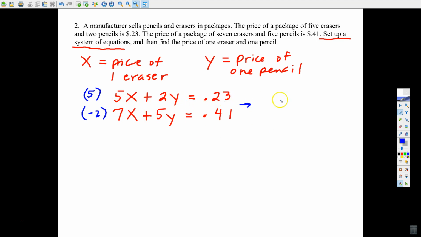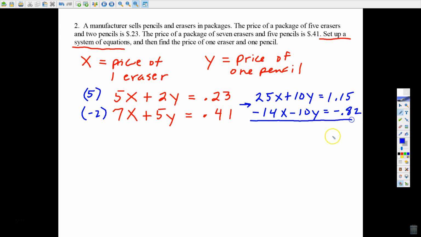And here is the top equation times 5, and 0.23 times 5. Okay. And now the bottom equation by negative 2, all the way across. And it's going to take addition. So a little reminder here, I'm going to be adding all the way across in order to eliminate y.